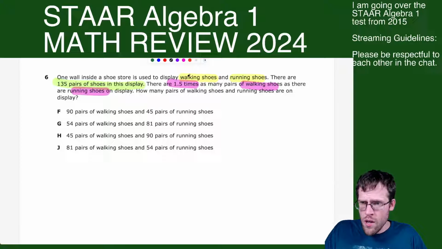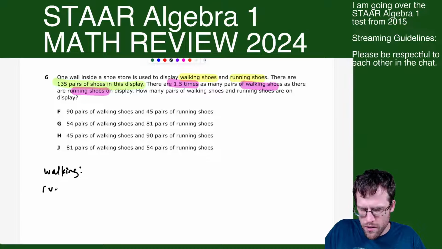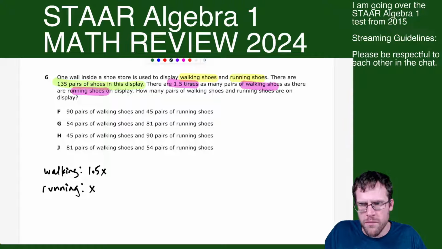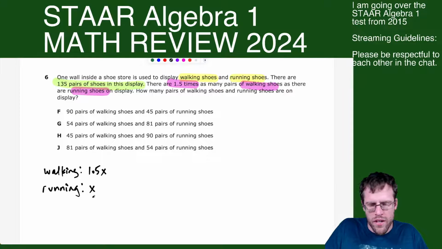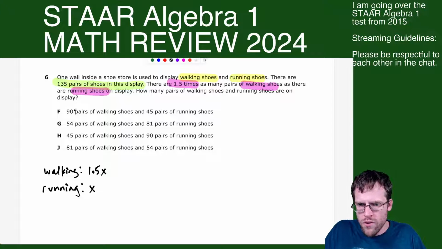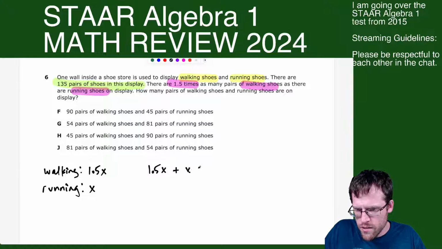So for this one, what I would say here is just define the walking shoes and the running. Okay, so here they're telling us there's 1.5 times as many pairs of walking shoes as there are running shoes. So if I call this X, I could call this one 1.5 times X because they said there's 1.5 times as many pairs of walking shoes as there are running shoes. And in total, there's 135. So we could do 1.5X plus X equals 135.